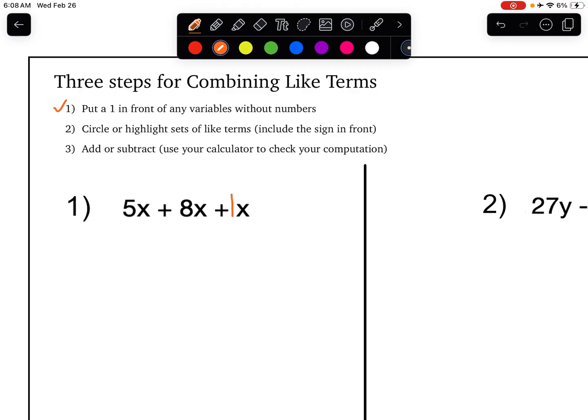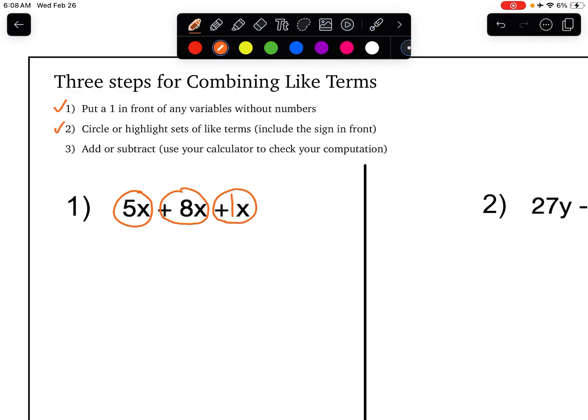Okay, in this one, for number 1, all of these are like terms. They all have an x. So 5x, and I'm going to circle them just so we can see them really easily, plus 8x, plus 1x. So we have 3 like terms here, and they are like because of that x, right? This one has an x. They all have an x with no exponent.